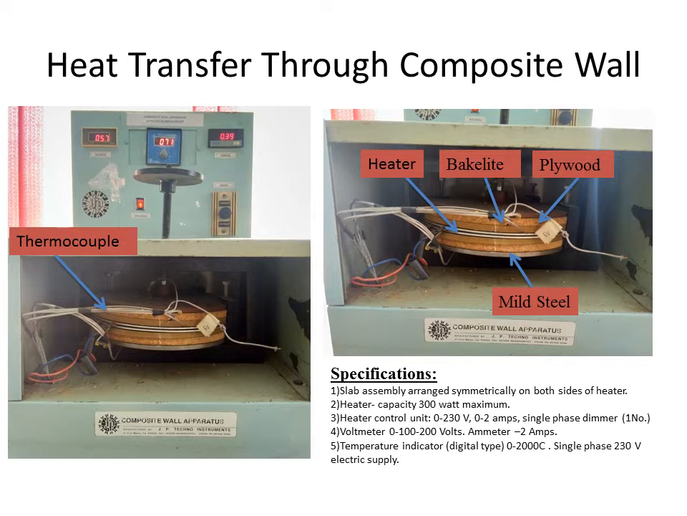Specifications: slab assembly arranged symmetrically on both sides of the heater. Heater with capacity 300 watt. Heater control unit 0 to 230 volt, 0 to 2 ampere, single phase dimmerstat. Voltmeter 0 to 100 to 200 volts. Ammeter 0 to 2 amperes. Temperature indicator digital type, 0 to 200 degrees Celsius. It's a single phase 230 volt electric supply.